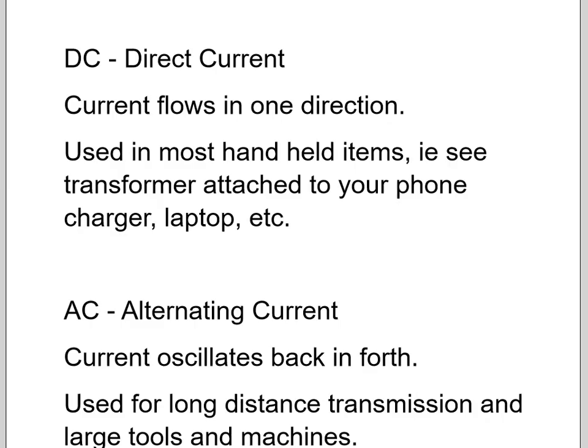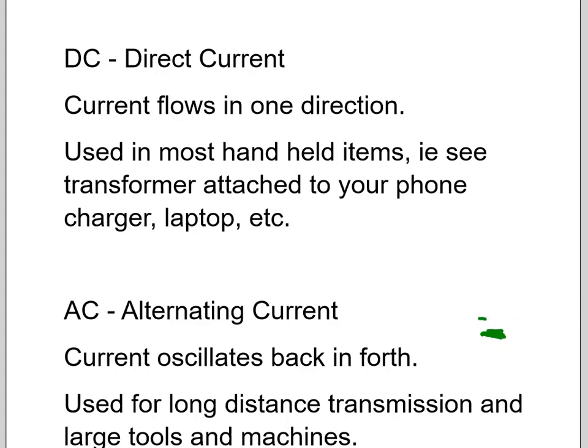Okay, so just a quick overview of two keywords, DC and AC. DC is direct current. Current flows in one direction. It's used in most handheld items. So if you looked at your transformers, those are the little blocks you plug into the wall for your phones, your laptops, etc. They convert AC power to DC power, and then most of your smaller items in your house run on DC. AC is alternating current, and it's a current that actually moves back and forth like this.